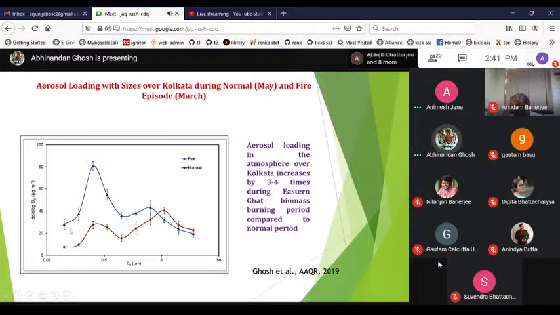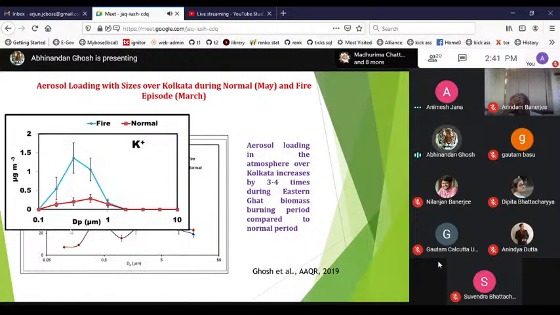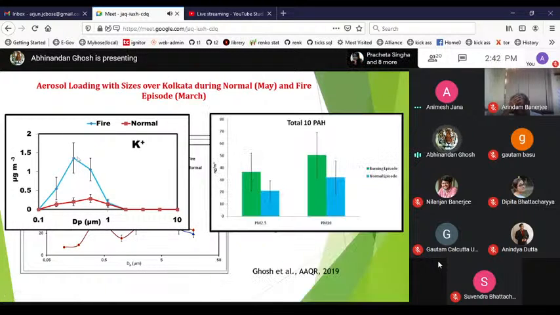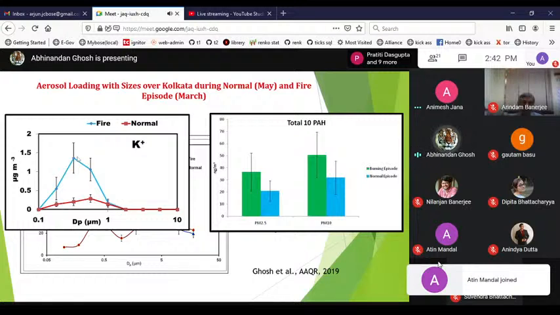So in a city like Kolkata, where air pollution is a major concern, the additional source is not only changing the concentration but also altering the size distribution pattern of the aerosols. As I mentioned earlier, potassium is an excellent biomass burning tracer. You can see the enhancement of potassium. This further proves the influence of biomass burning aerosol during that time, and it also increases the carcinogenic polynuclear aromatic hydrocarbons. So health-related hazard also increases during the biomass burning period.